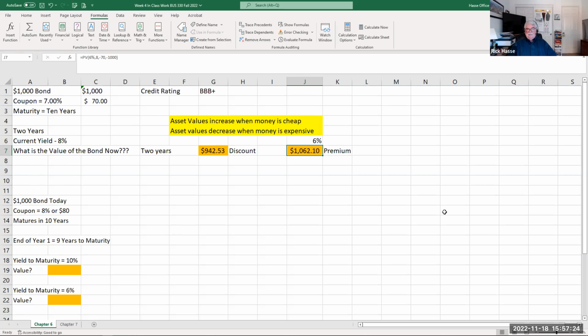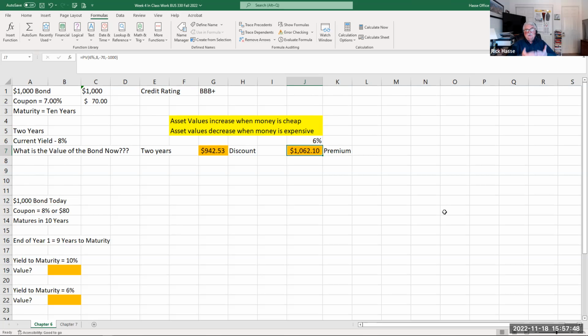So for the person selling the bond in this market, they're going to make a little bit of a profit. The person buying the bond is willing to pay $62.10 more for it in order to get $70 a year in coupons. Instead of getting $60 a year, they're paying at a premium. And that's a perfect example of what's going on in the markets today.